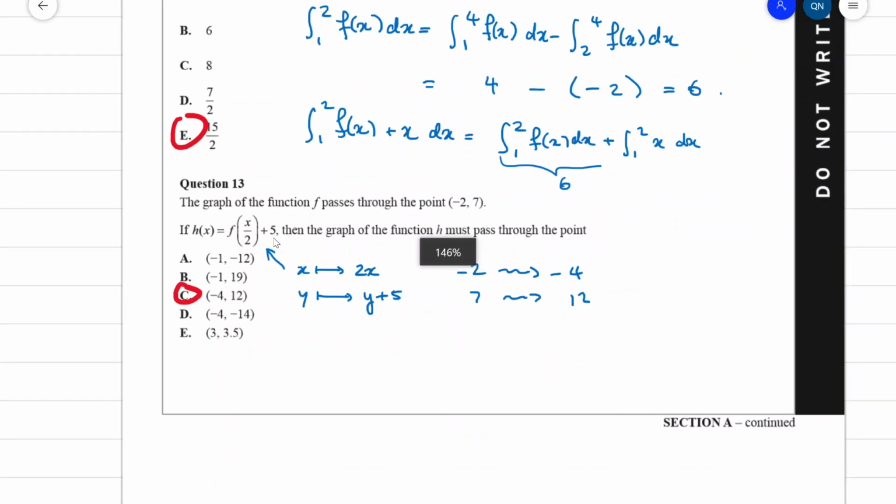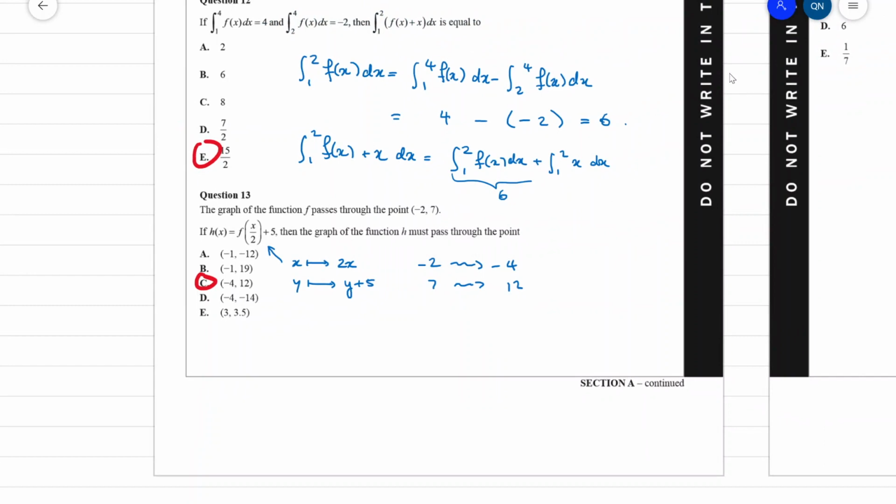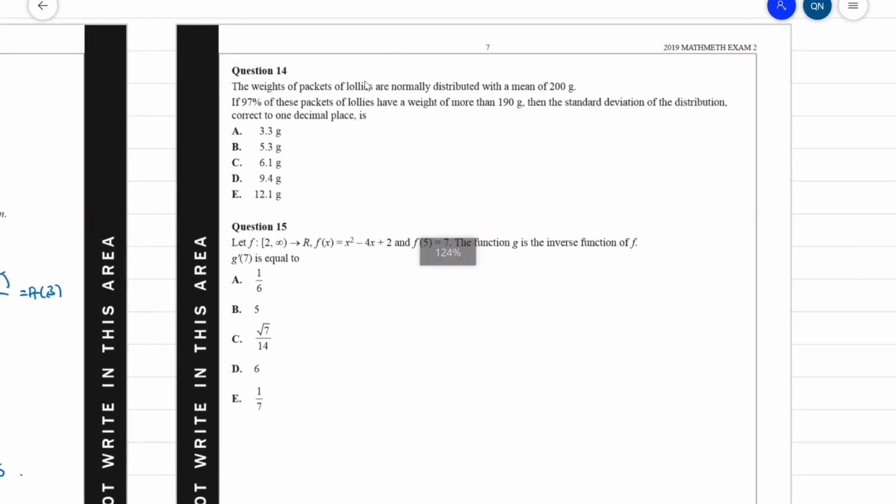All right, question 14. The weight of packets of lollies are normally distributed.